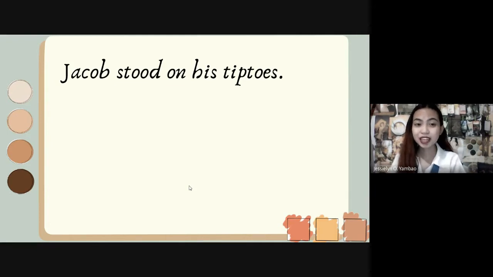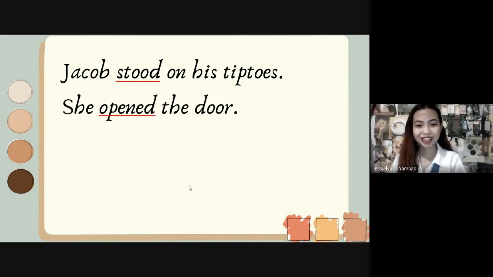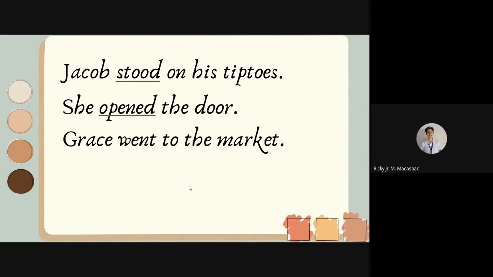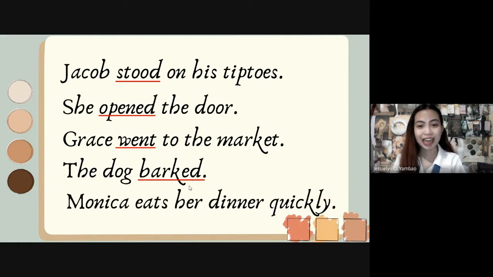Number one, Jacob stood on his tiptoes. The verb used is stood. Next, Ricky. She opened the door. The verb used is the word opened. Very good. Continue, Ricky. Okay po. Grace went to the market. The verb is the word went. Good. The dog bark. The verb used is bark. And the last, Monica eats her dinner quickly. Eats.